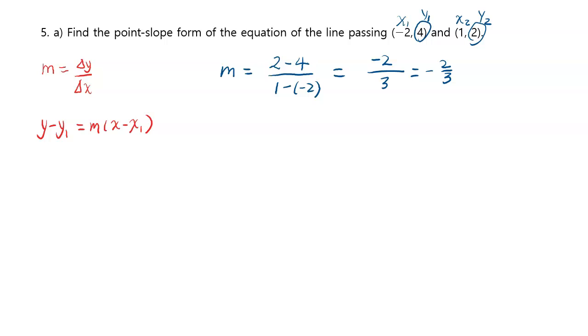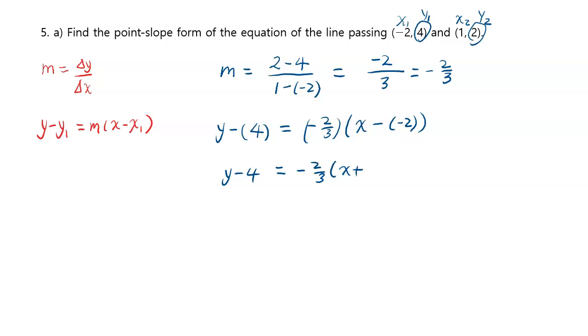Now that we have this slope, we can write down y minus y1, and because our y1 is 4, I'm going to put 4 here, equals the slope, which is negative 2/3, that's your m, right? And then x minus x1, which is negative 2. Oh, sorry, yeah, this is correct. Okay, so if I simplify this, this is y minus 4 equals negative 2/3 times x plus 2.